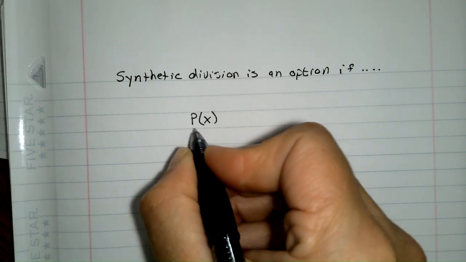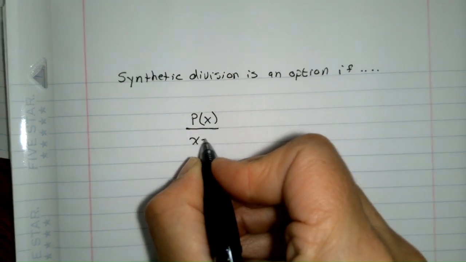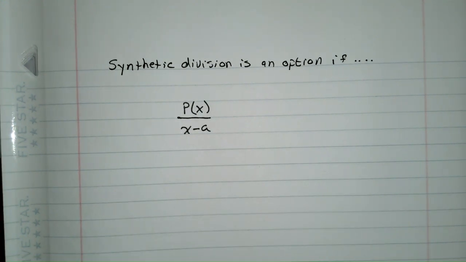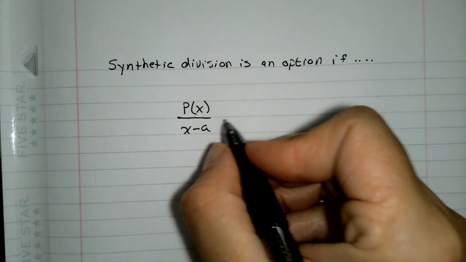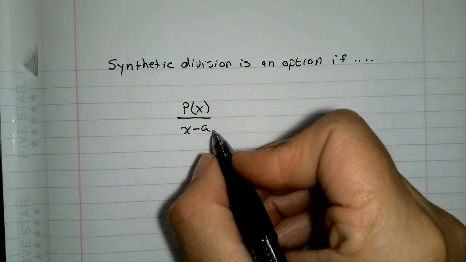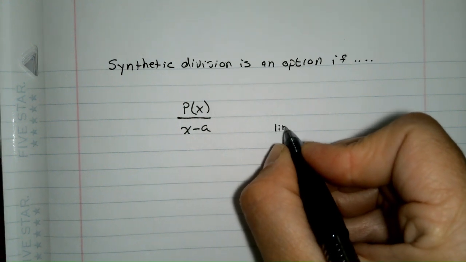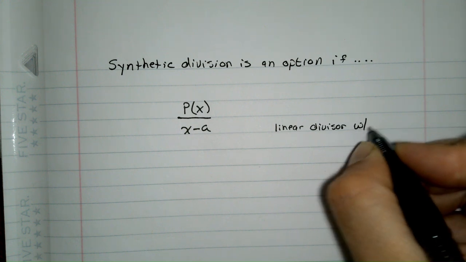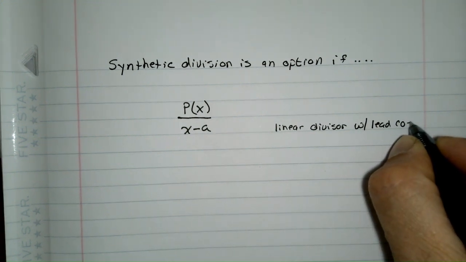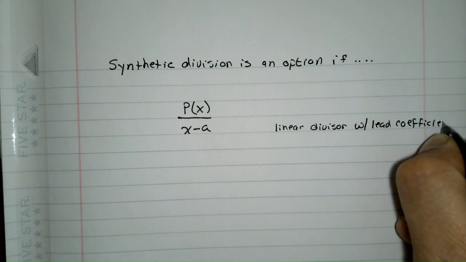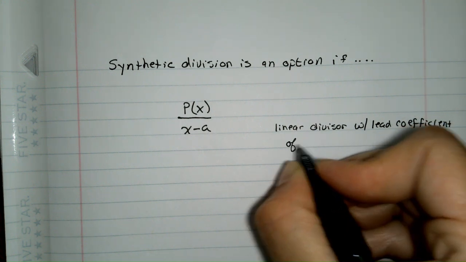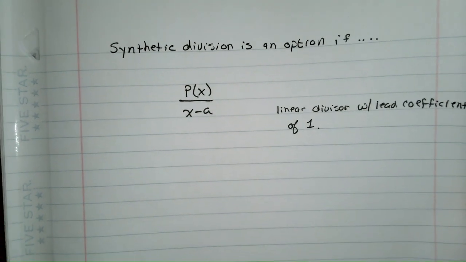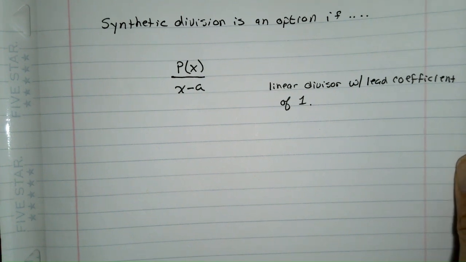If p of x is divided by x minus a. Now, technically, it could be x plus a as well, okay? Basically, it needs to be a linear divisor with a lead coefficient of 1. Okay? Now you might have noticed both of the problems that we did so far actually fit this category.